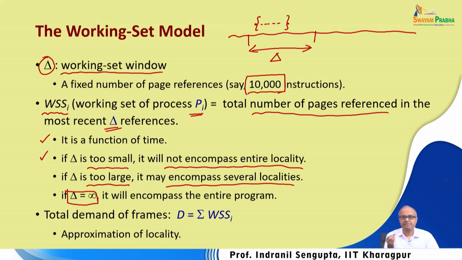Now, if we take the sum total of WSS of all the processes that are running, where WSS i is the number of pages required for process i, you can get the total demand for frames by all the processes running in the system. So, you can get some idea of the total demand of all the processes in memory. You can then decide whether you can accommodate more processes or whether you should swap out some of the processes from memory.